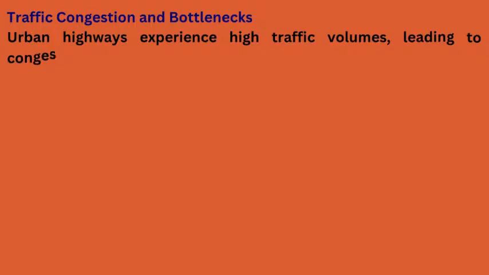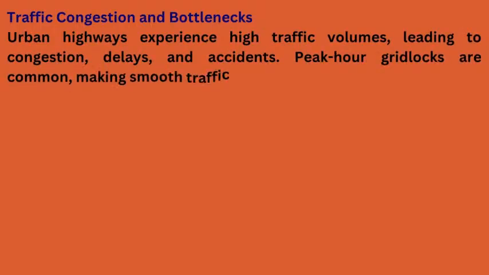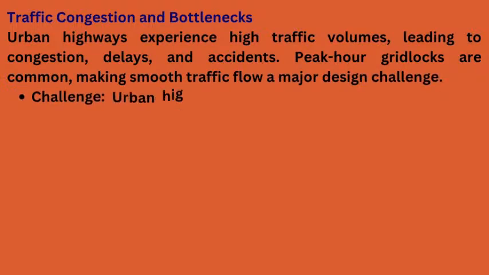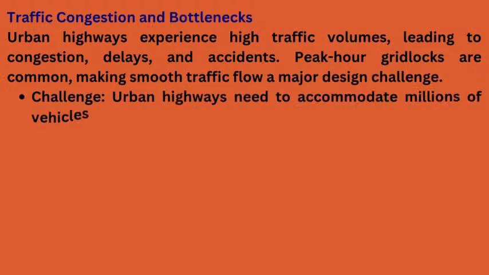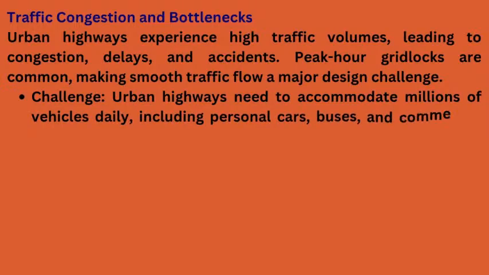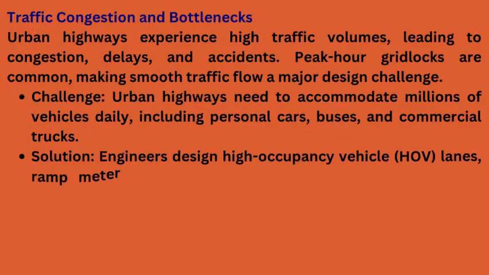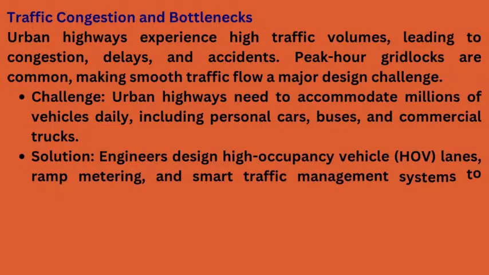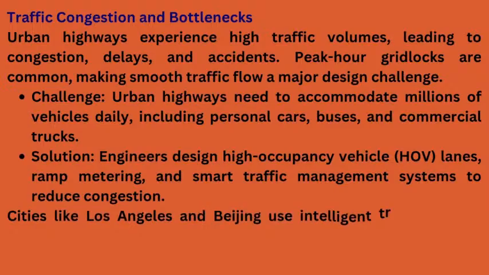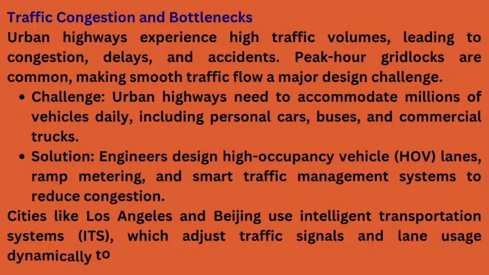Congestion. Urban highways experience high traffic volumes, leading to congestion, delays, and accidents. Peak hour gridlocks are common, making smooth traffic flow a major design challenge. Challenge: urban highways need to accommodate millions of vehicles daily, including personal cars, buses, and commercial trucks. Solution: engineers design high-occupancy vehicle (HOV) lanes, ramp metering, and smart traffic management systems to reduce congestion. Cities like Los Angeles and Beijing use intelligent transportation systems (ITS), which adjust traffic signals and lane usage dynamically to optimize flow.